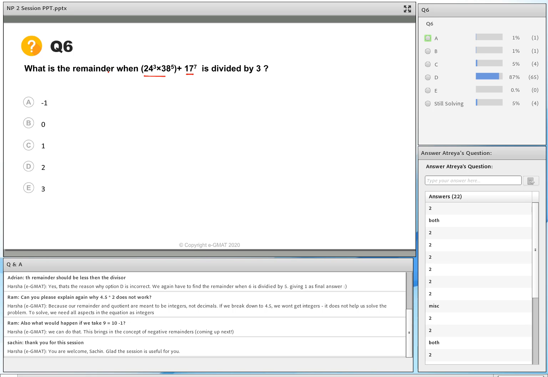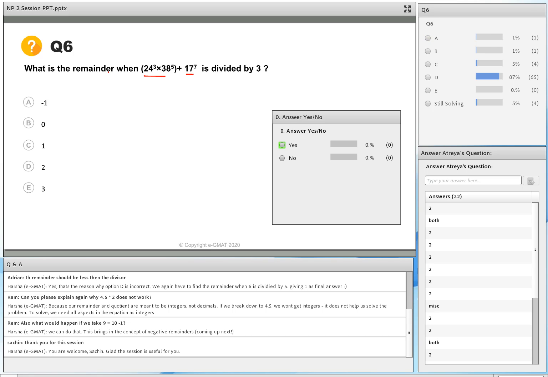Okay, so let's now move over to this question. I have 24 times 24 to the power 3 times 38 to the power 5. Guys, very quickly in the yes no poll, is 24 divisible by 3? Yes or no? It definitely is, right? 24 is equal to 3 times 8, so I have that 3 inside that 24. Absolutely correct.